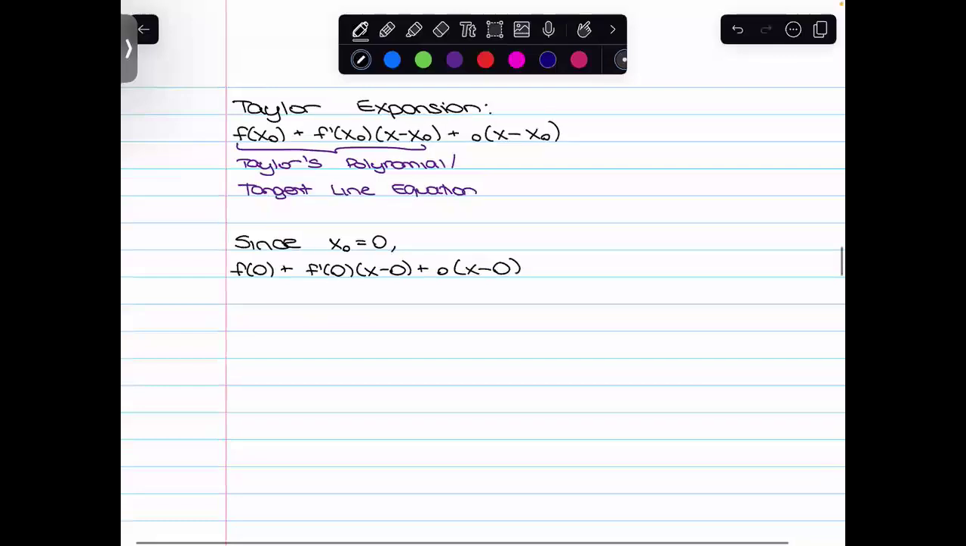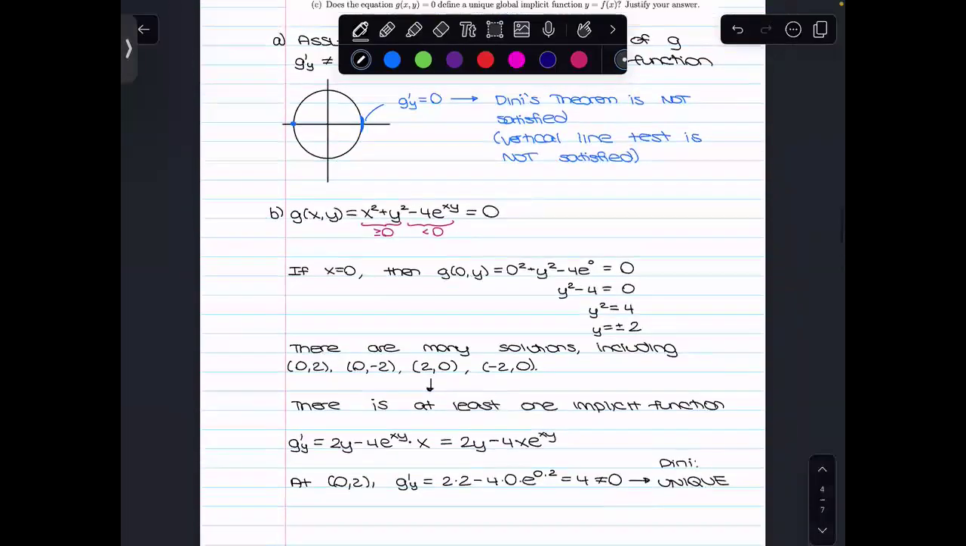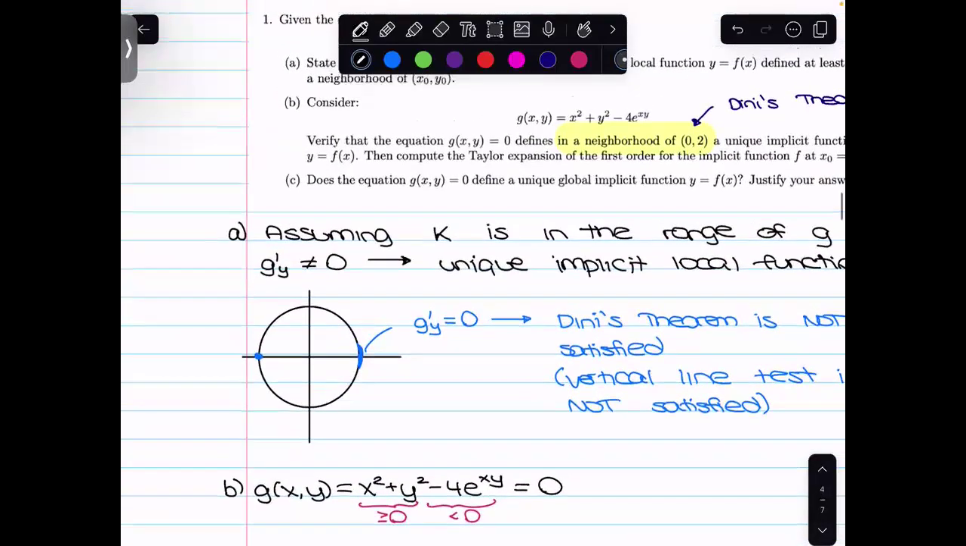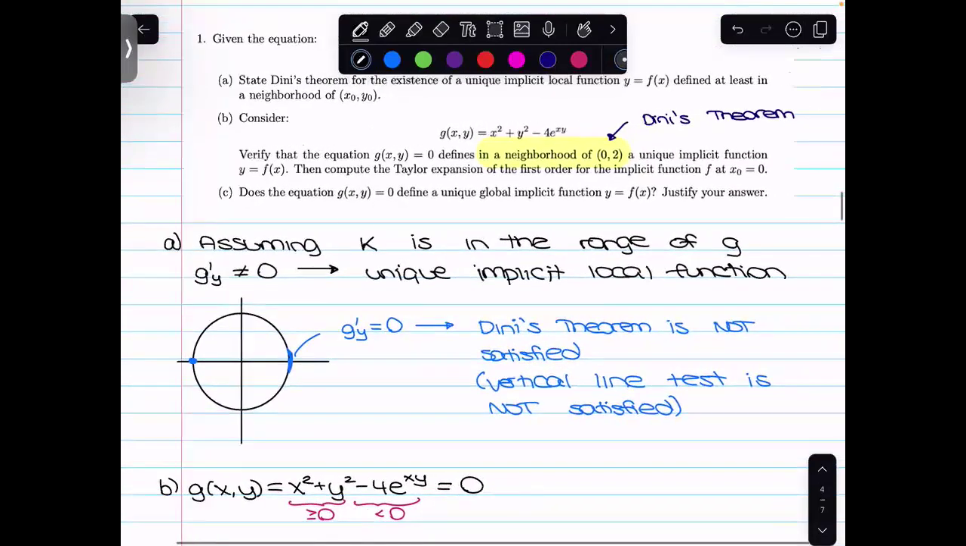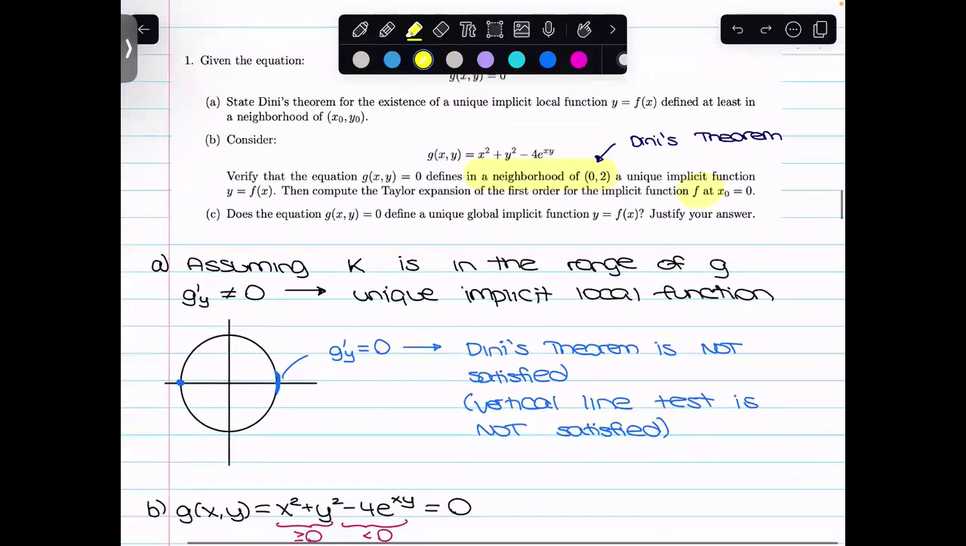Excuse me? Just a question, I don't understand, since we are in R2, shouldn't it be f of x0, y0, plus the gradient of... We shouldn't put both x and y? No, because we're not doing a Taylor for the whole function. It's just... Oh, a Taylor for f. Okay. Oh, okay. Thank you.